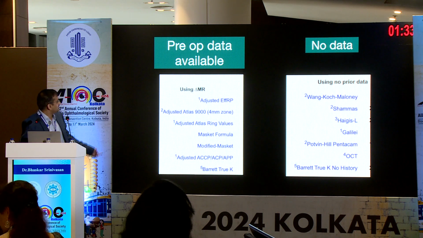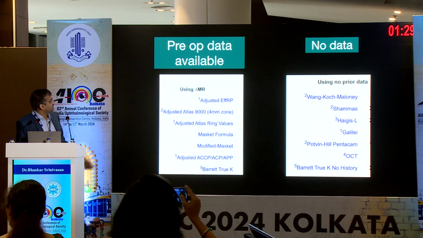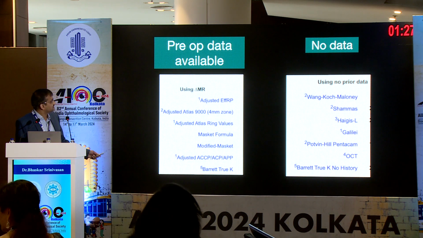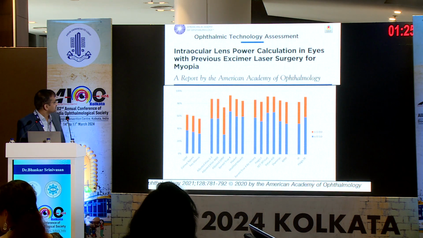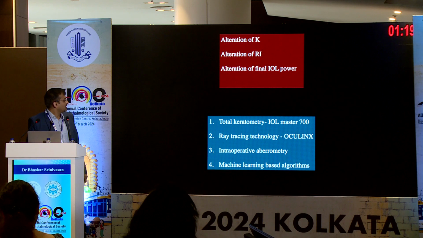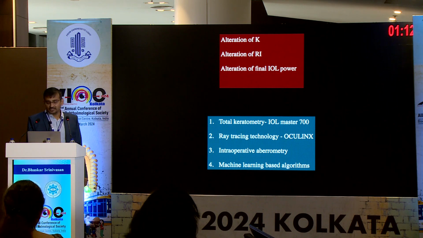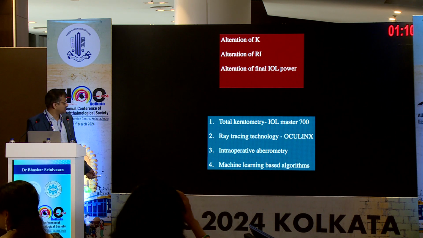So these are the formulas which are available on the ACRS website, where the pre-op data is not available, when there is no data available. So in general, the methods which do not rely on data work better. And of late, we are looking at certain other methods which are helping in better IOL power calculation.